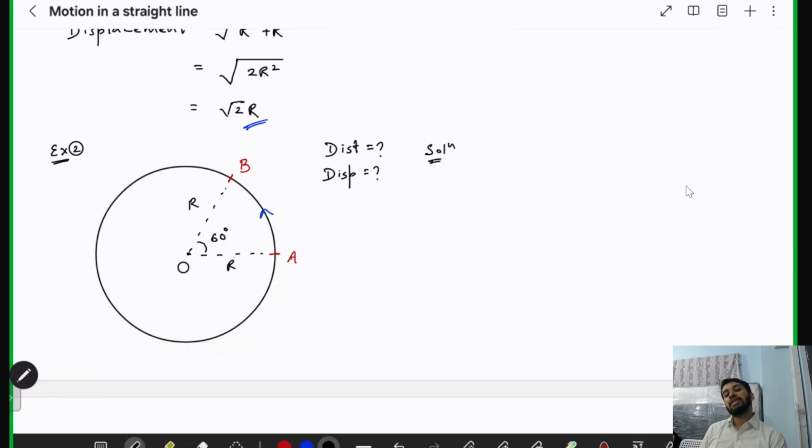Let us see here. In this case, distance will be equal to the arc length. Simple thing, we need this length. This length will give you the distance, the length of this arc from A to B. So distance will be this arc length.